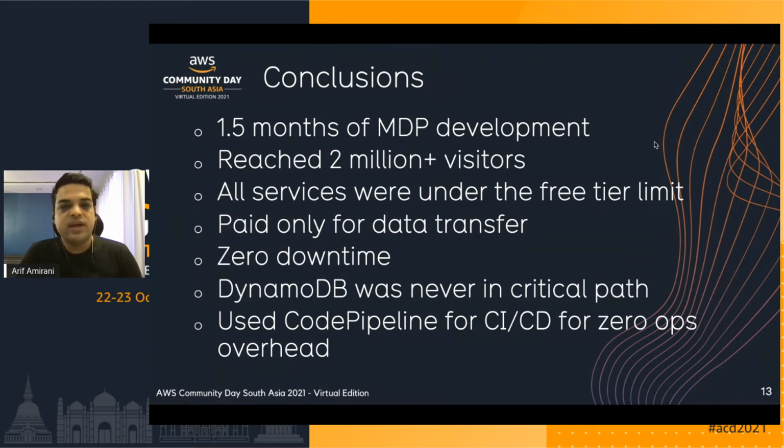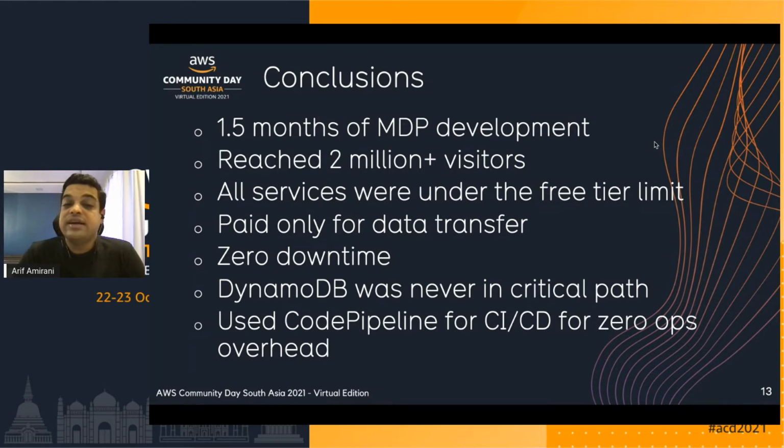So we didn't even have to go to people and raise CSR funds or have some continuity issues there as well. We could self-fund ourselves for the majority of the time, right? The most we paid was for the data transfer, nothing else. And like I said, zero downtime on anything, right?